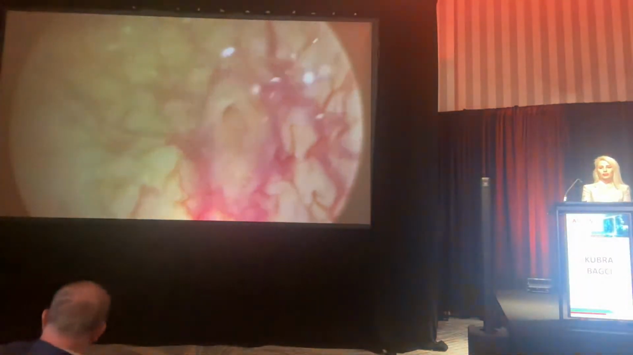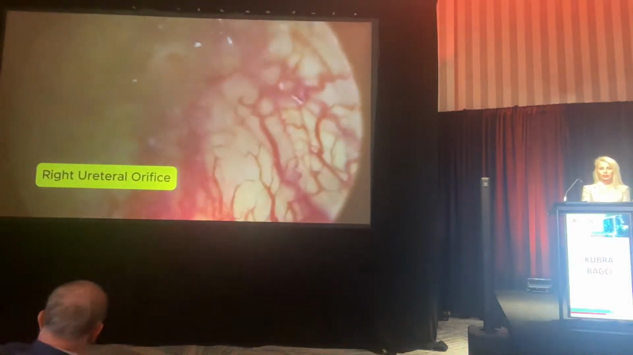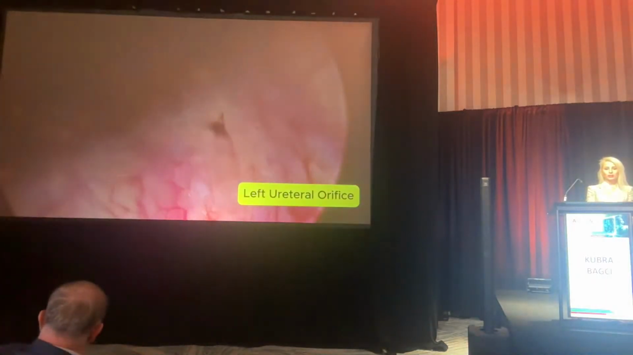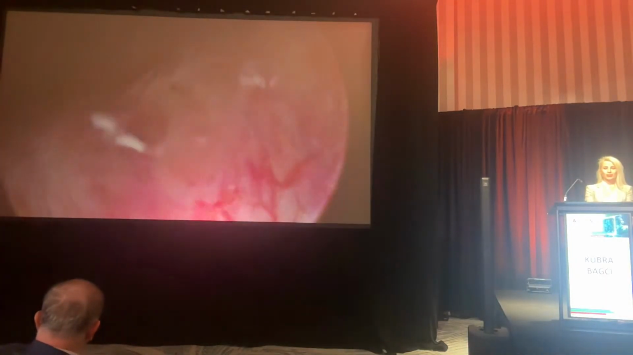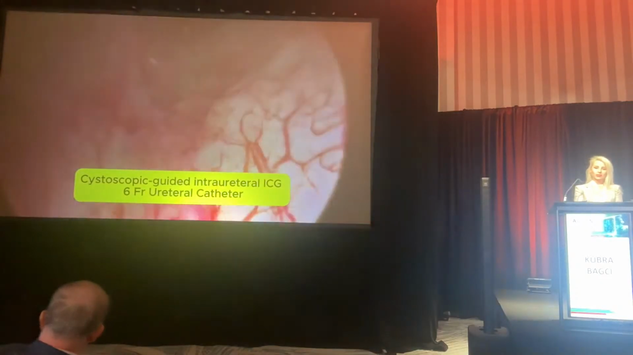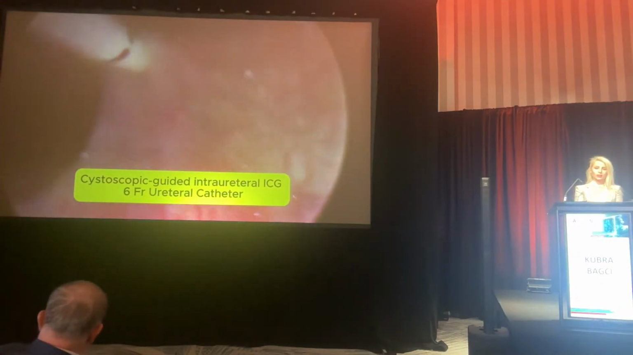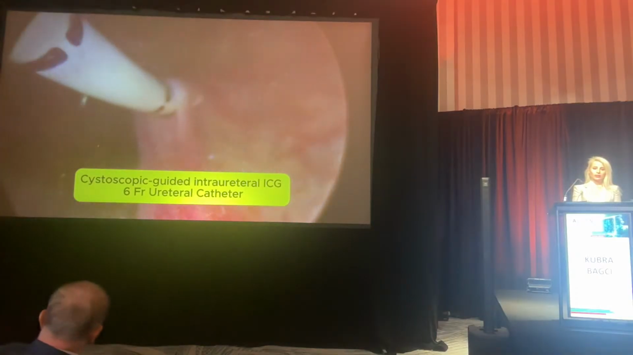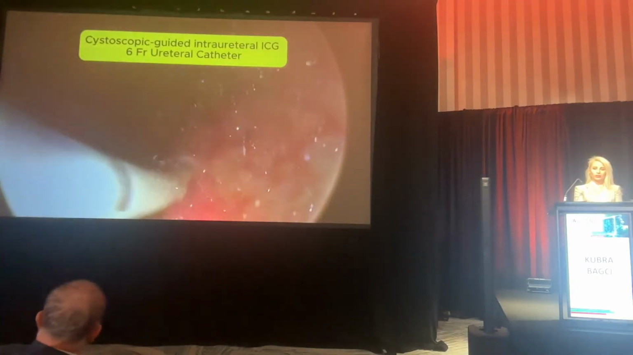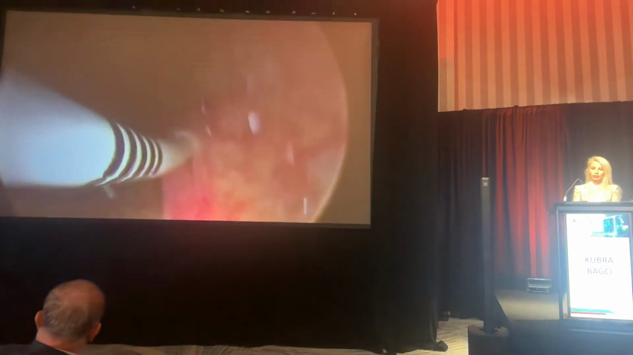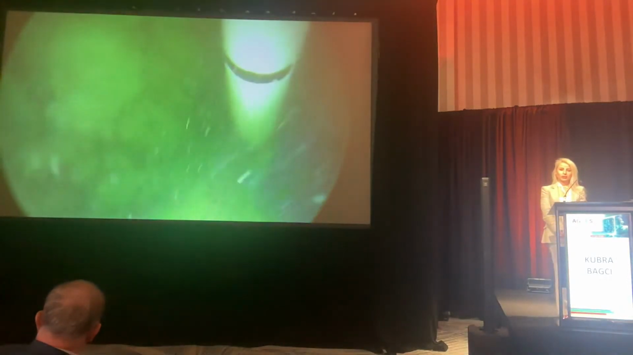Preoperative cystoscopy was performed. Identified right and left ureteral orifices. Through each orifice, a 6 French ureteral catheter was introduced. Then, 7.5 cc of indocyanine green was administered via both catheters. The cystoscopy lasted approximately 5 minutes.